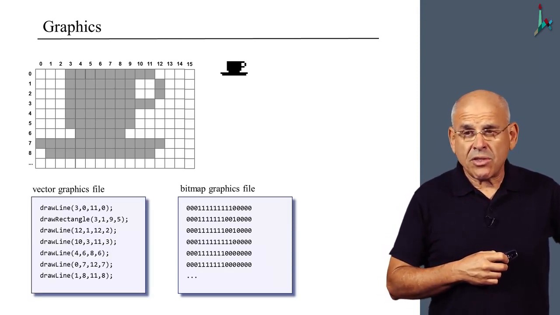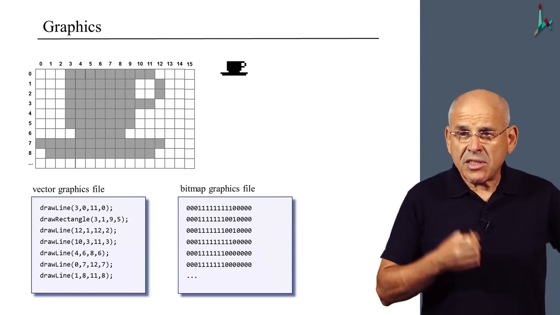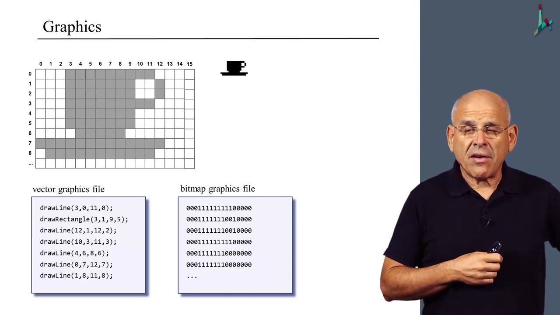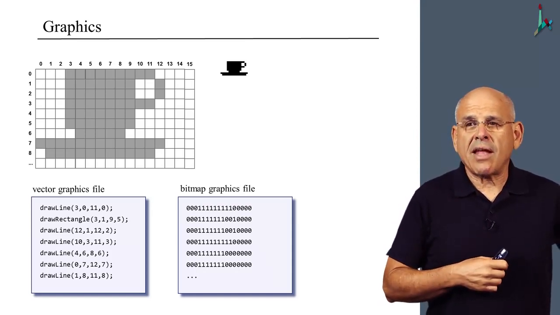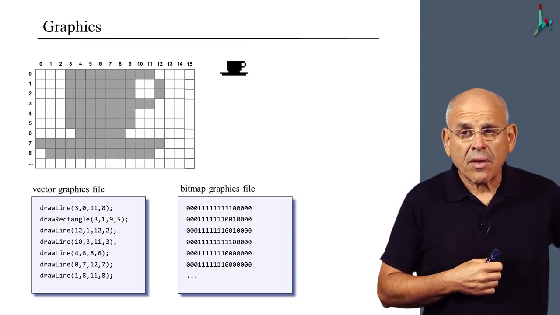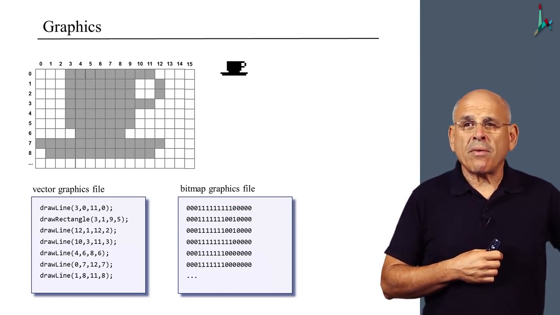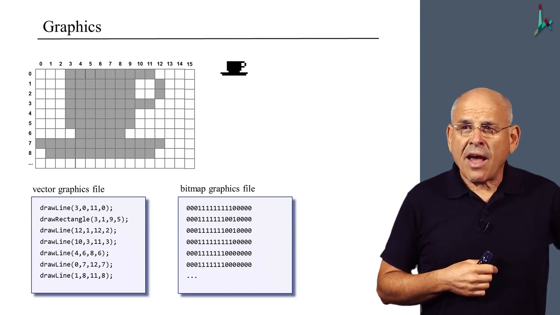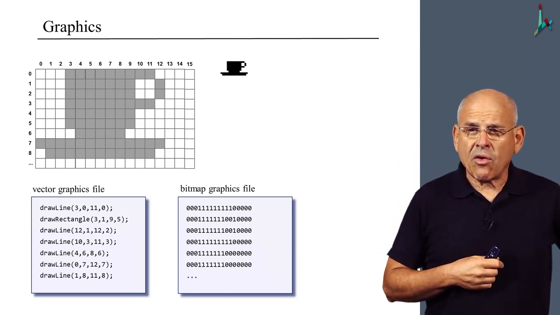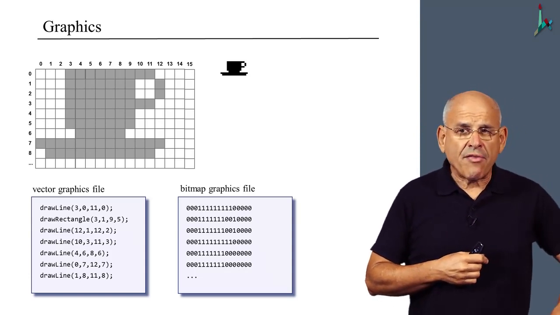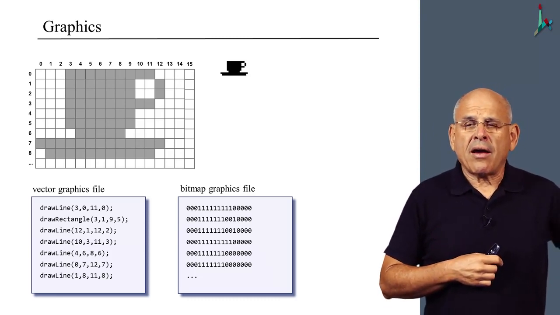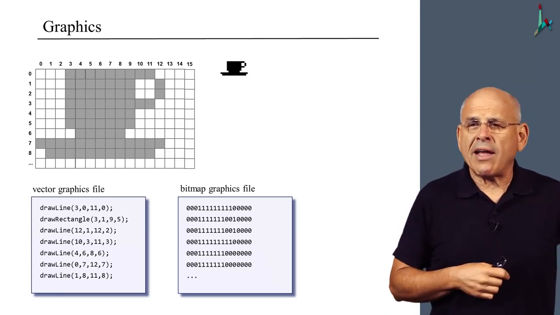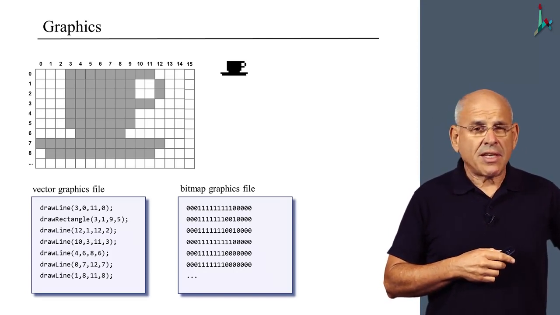Now here's the very same image stored in vector graphics. As you see, instead of recording the information in this figure, what I record is a set of instructions that specify how to draw the figure. The first instruction is draw a line from 3,0 to 11,0, and this will give me the top row of the cup. Then I take advantage of the fact that I have a large rectangle, so I draw a rectangle from 3,1 to 9,5. And so in one shot, I described how to draw, I think, 35 pixels. And then I keep on drawing a few more lines in order to complete the specification of this cup.